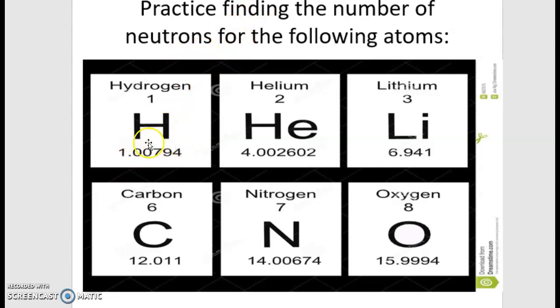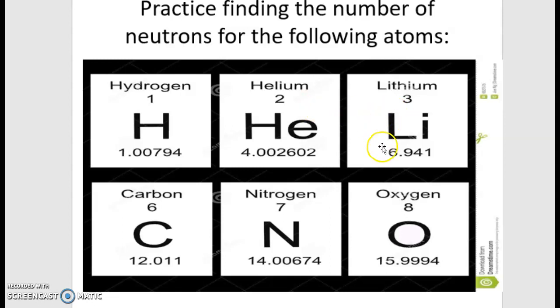So first is mass. So this would round to 1. Mass number minus the atomic number, 1 minus 1. There are 0 neutrons in a hydrogen atom. It has no neutrons inside its nucleus. Let's look at helium. Mass number, which is 4, minus the atomic number, which is 2, tells us that there are 2 neutrons inside a nucleus of helium.